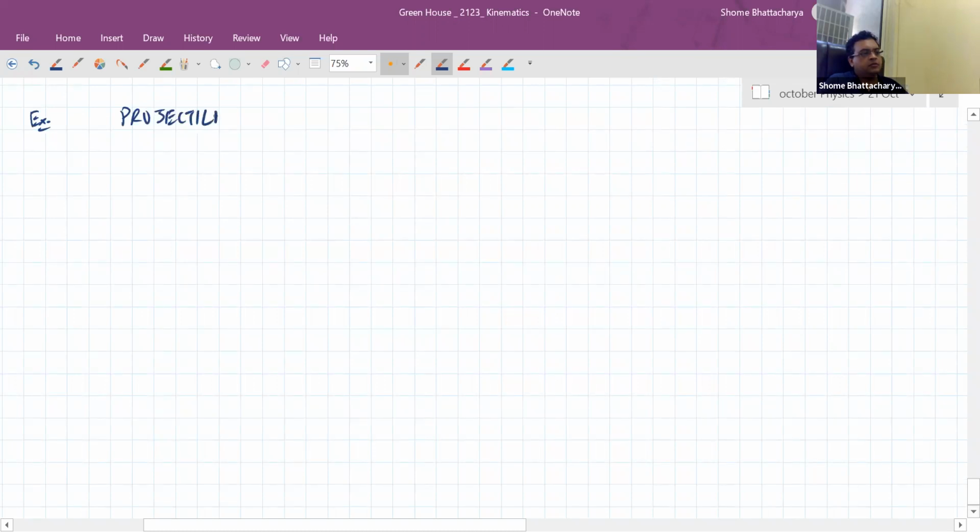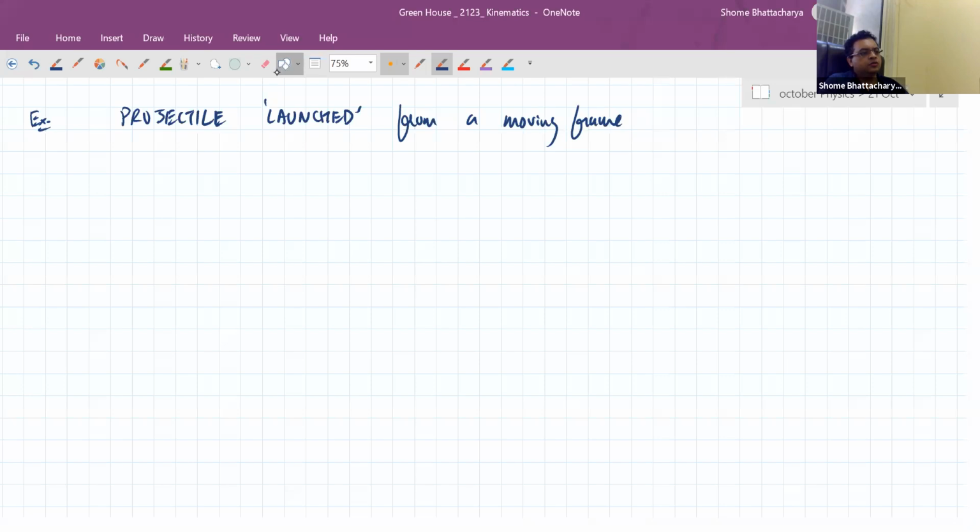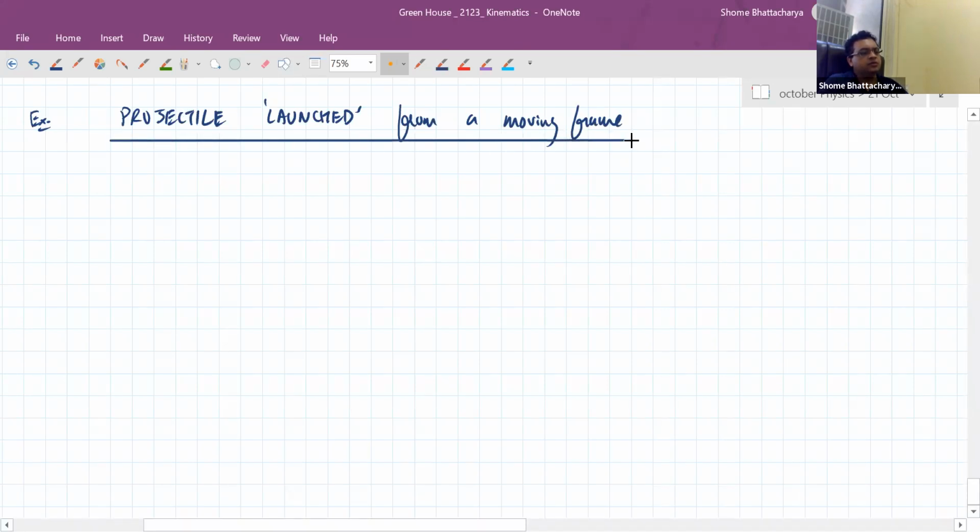Projectile launched from a moving frame. Okay. So you have seen a couple of questions like this in HC Verma also before, for example, but now we will look at more detailed examples. Okay.